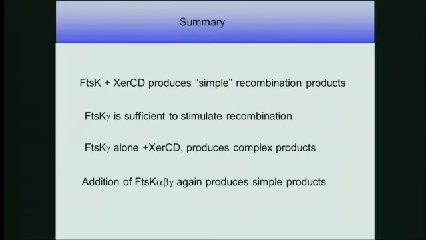So, just to summarize what I've told you, it is rather complicated. FtsK with XerC/D produces free products. All that you need for the stimulation of recombination is that gamma domain. However, the FtsK gamma domain alone with XerC/D gives you complex products. And you only convert back to simple products when you've got the full alpha beta gamma motor.